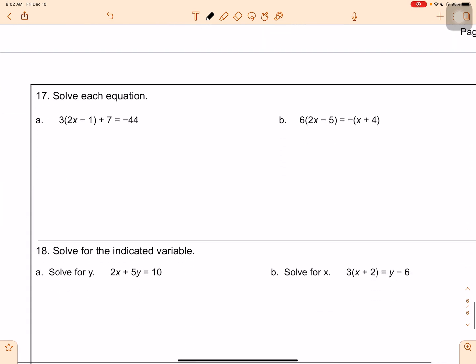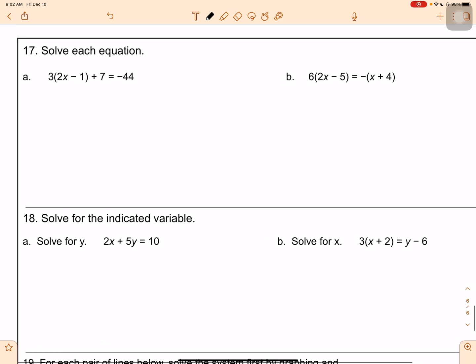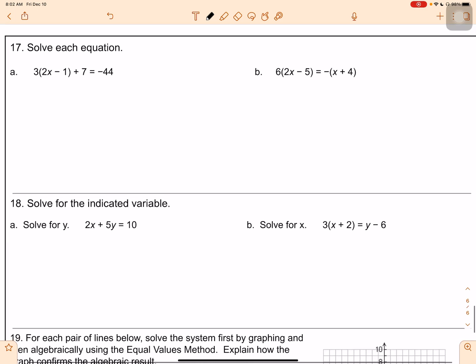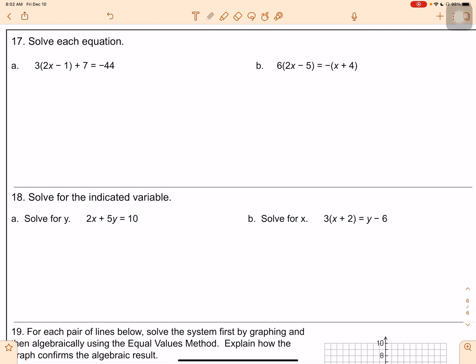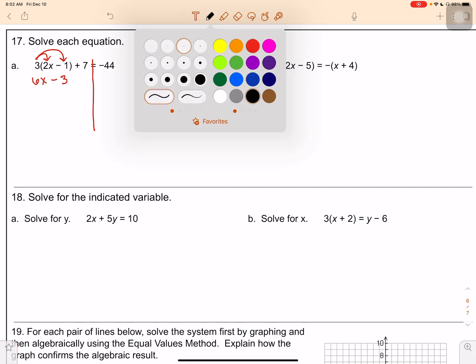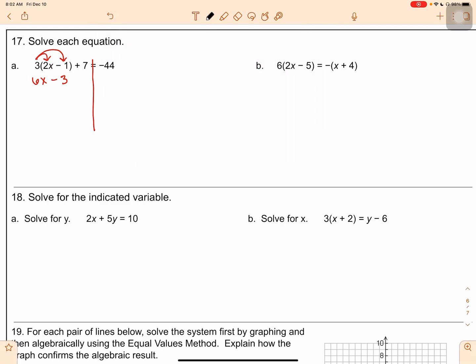All right. Here I will do 2 different ways of solving these. The first step for these is the exact same. You have to first distribute. So this would become 6x minus 3, because you multiply 3 times 2x and 3 times -1, plus 7 equals -44.